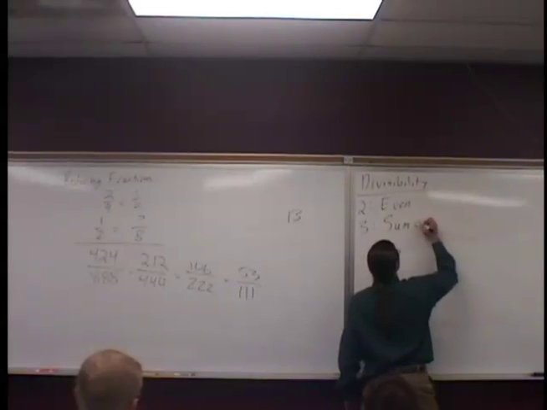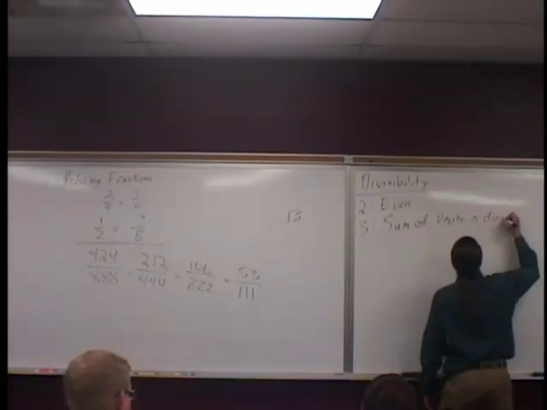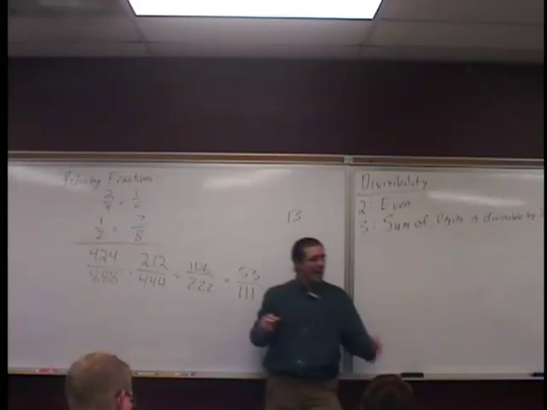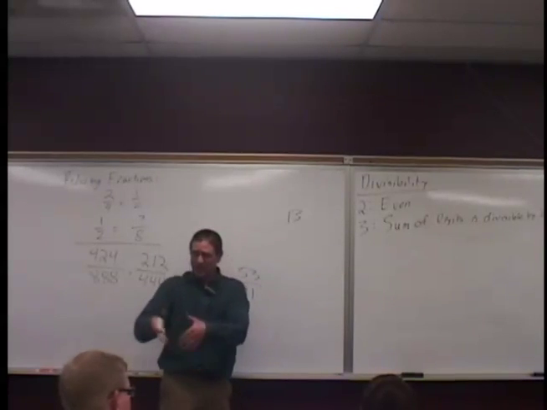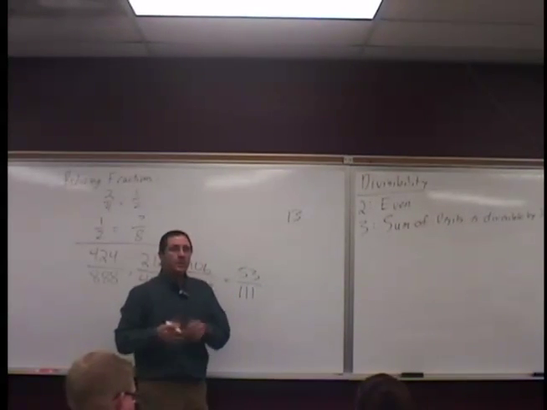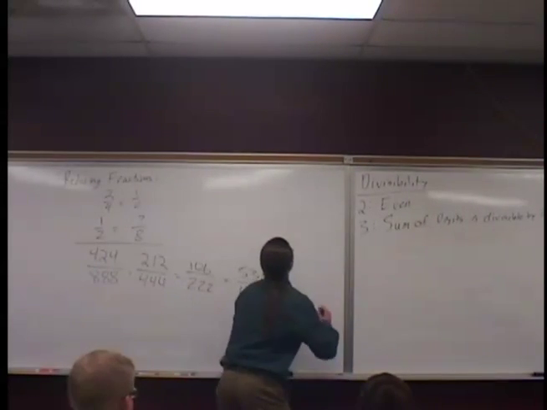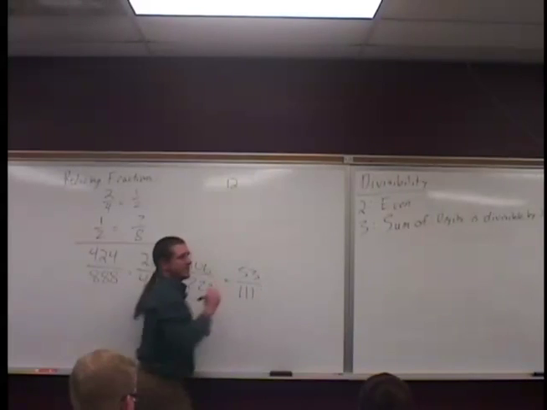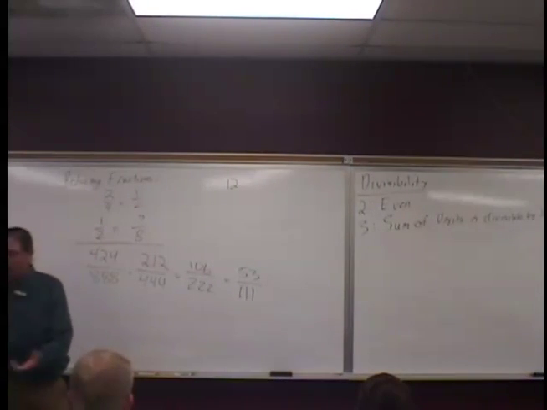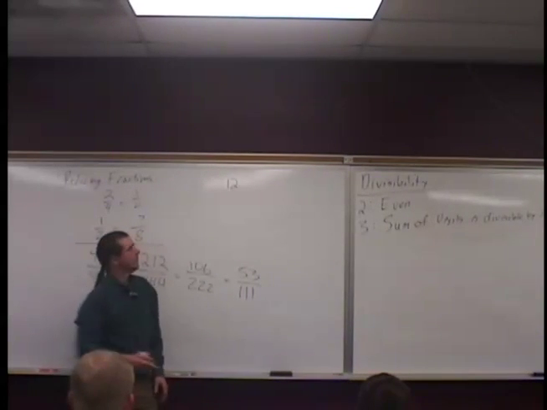Oh, no. Sum of the digits is divisible by 3. So you add up all of the numbers in the number, and then if that sum is divisible by 3, so is your number. So you guys know that 12 is divisible by 3, right? Now you have another rule for why it is. What's 1 plus 2? 3. 3 is divisible by 3.